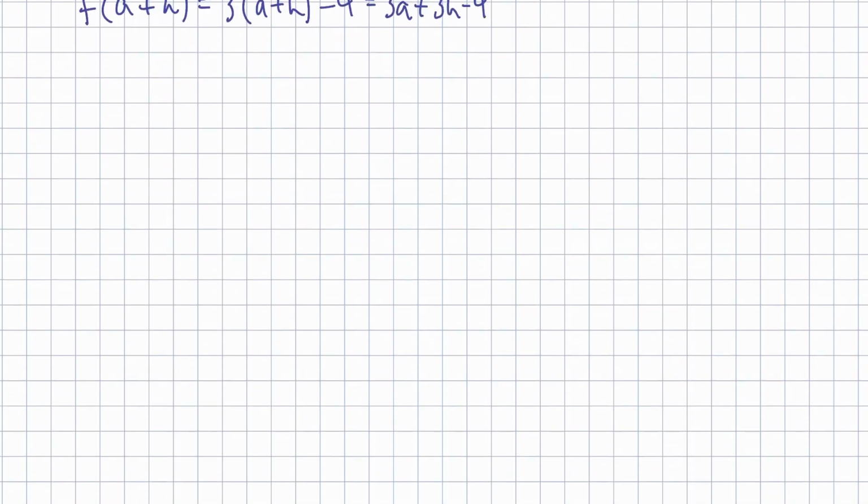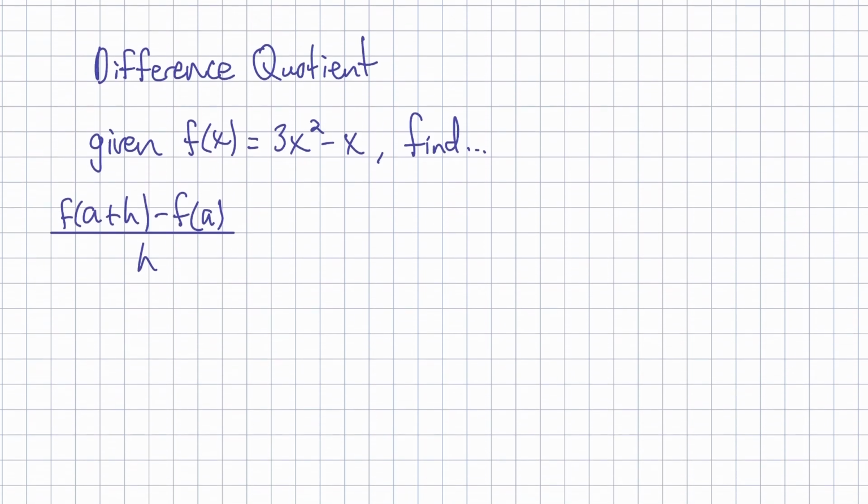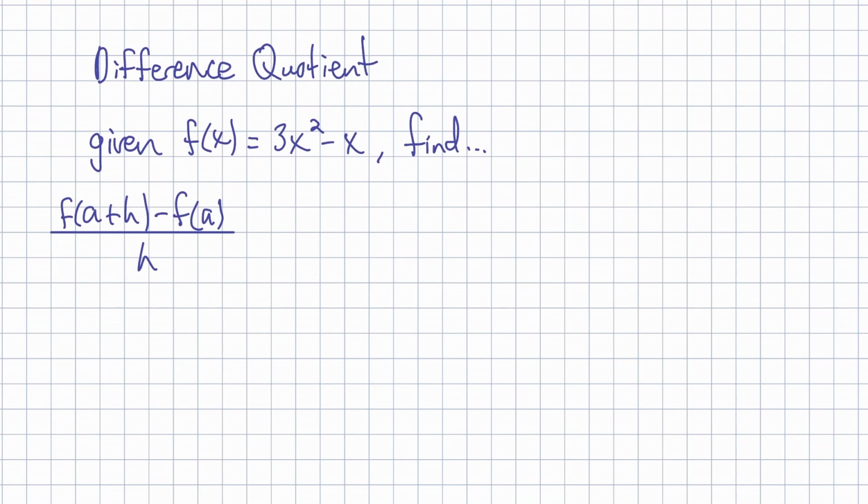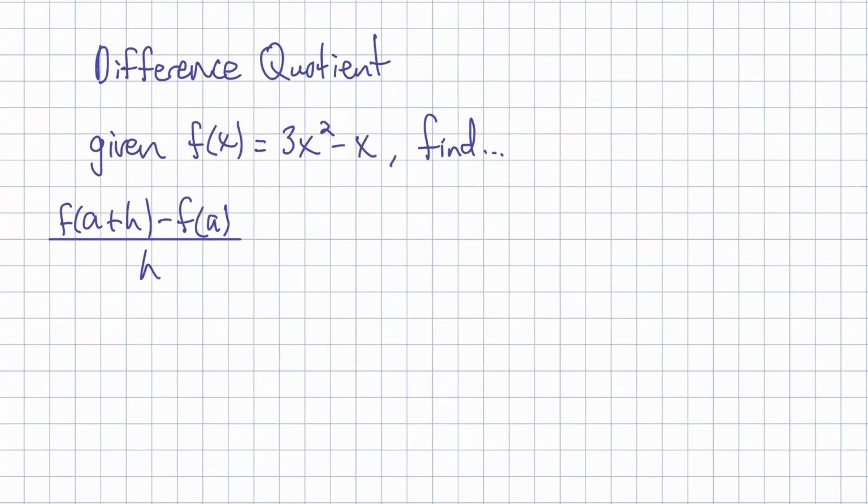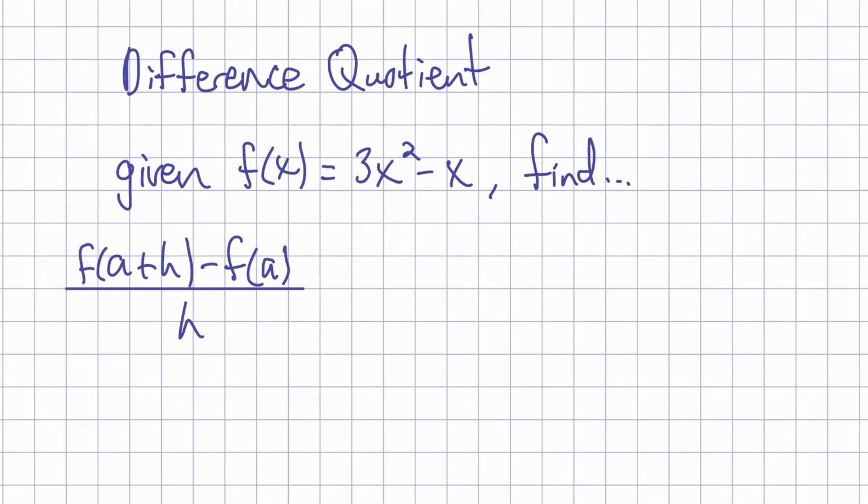Okay, next thing. The next thing is called the difference quotient. The a and the h show up again, but this is a little bit more complicated. We have this big messy fraction with lots of stuff going on.